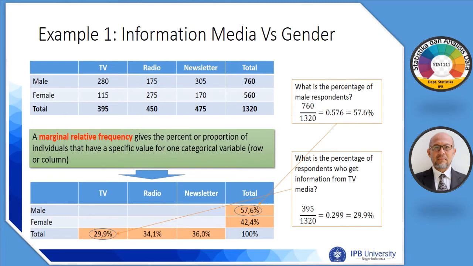Another example, what is the percentage of respondents who get information from television media? You can look here that the total of respondents through television media is 395. Of course, you can calculate 395 divided by 1,320, and then you will have 29.9%. So you can also calculate another marginal relative frequency. Okay, do you understand? Okay, great.